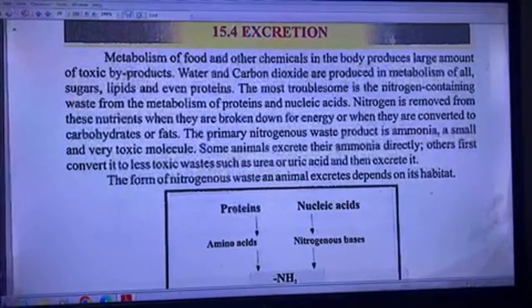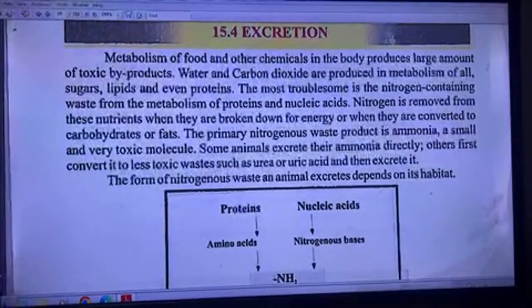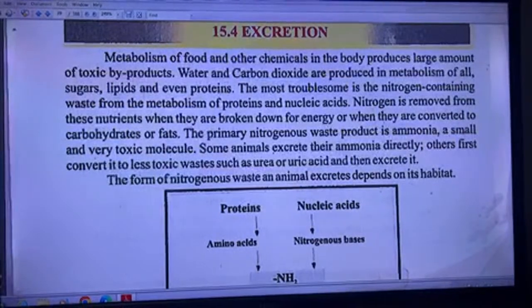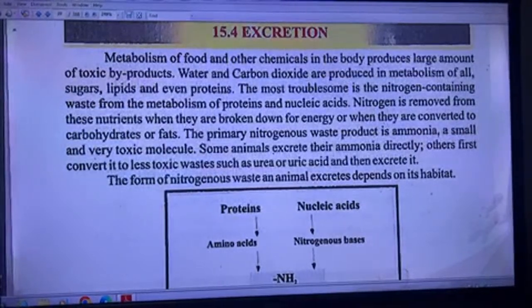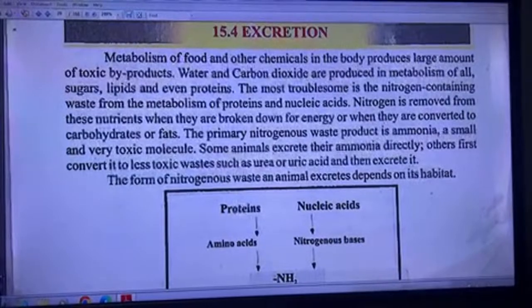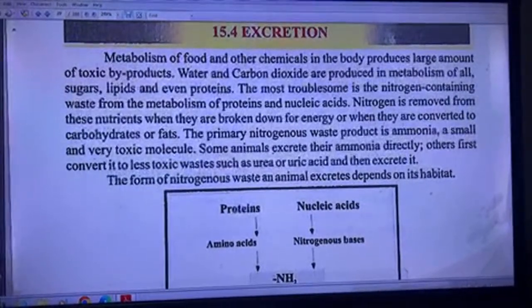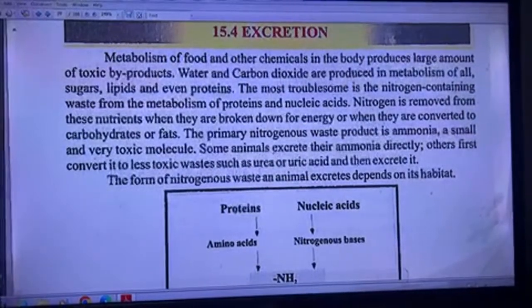The primary nitrogenous waste product is ammonia, a small and very toxic molecule. Some animals excrete their ammonia directly, others first convert it to less toxic waste such as urea or uric acid and then excrete it. The form of nitrogenous waste an animal excretes depends on its habitat.